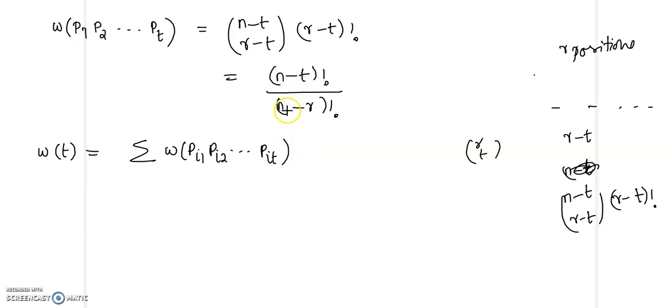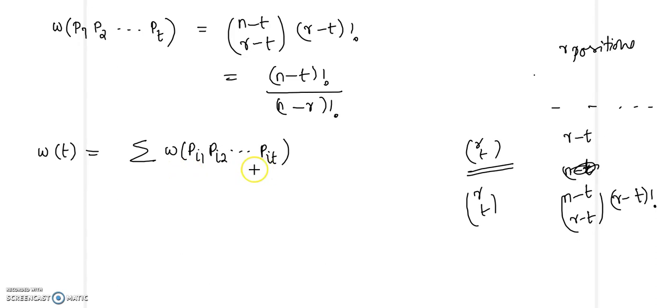So we have got the value of omega of P1, P2, etc. Pt. Now let us find the value of omega of t. Omega of t എന്ന് പറയുന്നത് that will be summation over all the t combinations. ഇനി total there are r objects. അപ്പം we are taking the r permutations. So the number of t combinations out of r objects will be rCt.